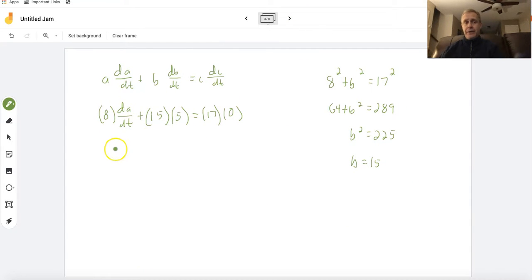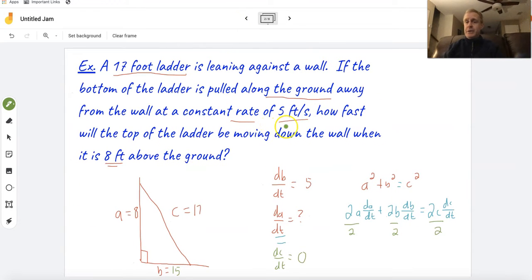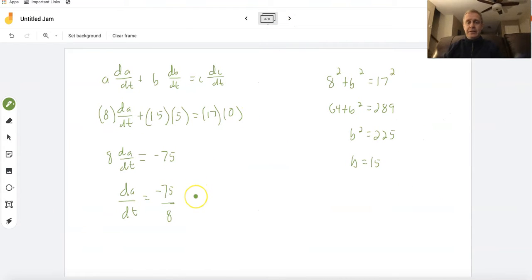And now we have enough information here to solve for what dA dt is. The right side becomes 0, and then 15 times 5 is 75. If we subtract that over, we get negative 75, which means that dA dt is equal to negative 75 over 8. In this question, I didn't ask for the units of measurement, but the units for that rate should be the same feet per second that we see for the rate of dB dt. I'll just write that in there.